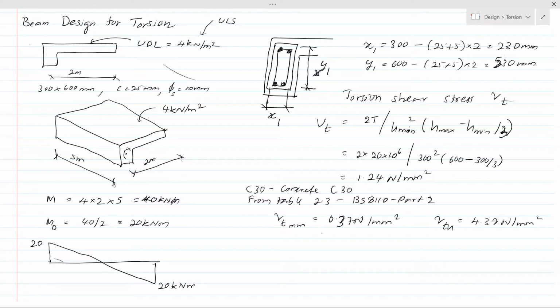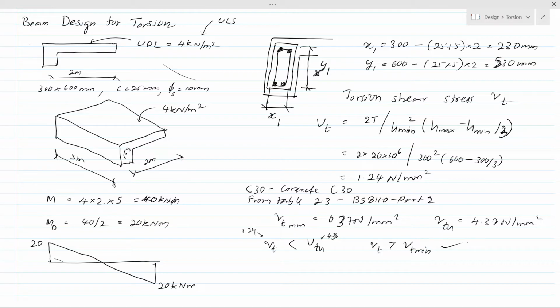Now let's see what our requirements are. Because we have shear stress less than vtu, our vt, which we have already calculated, is 1.24. This is 4.38. So vt is less than vtu, and vt is greater than vt minimum.